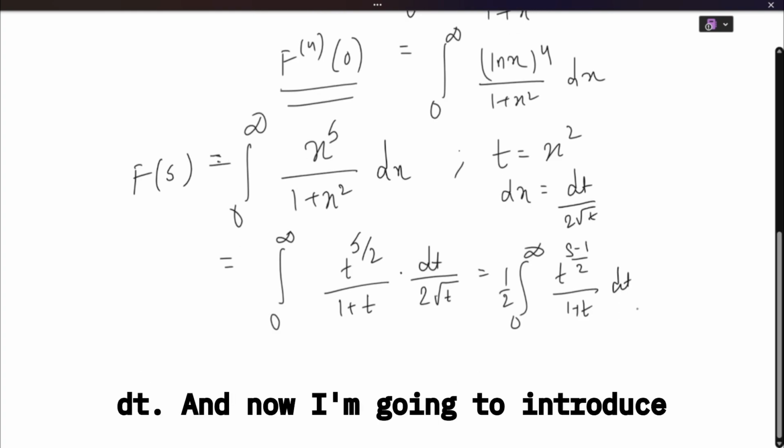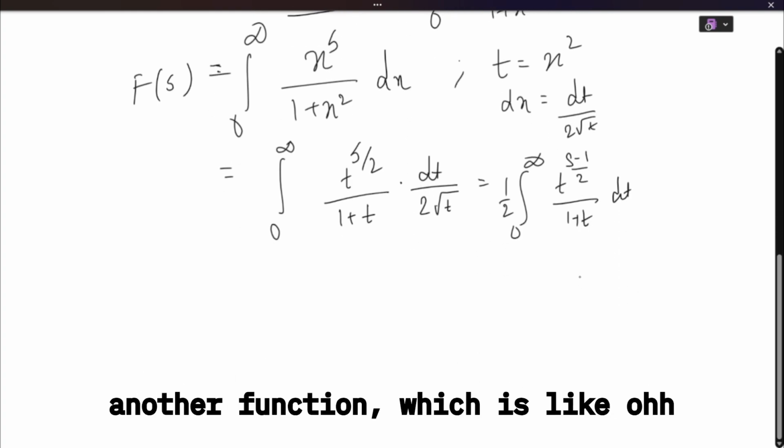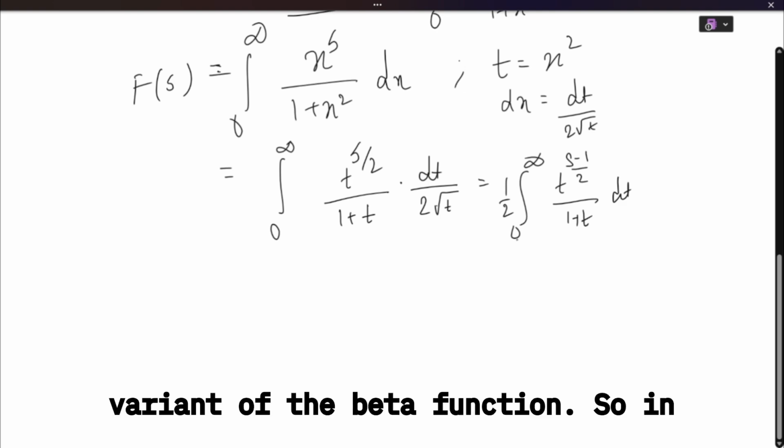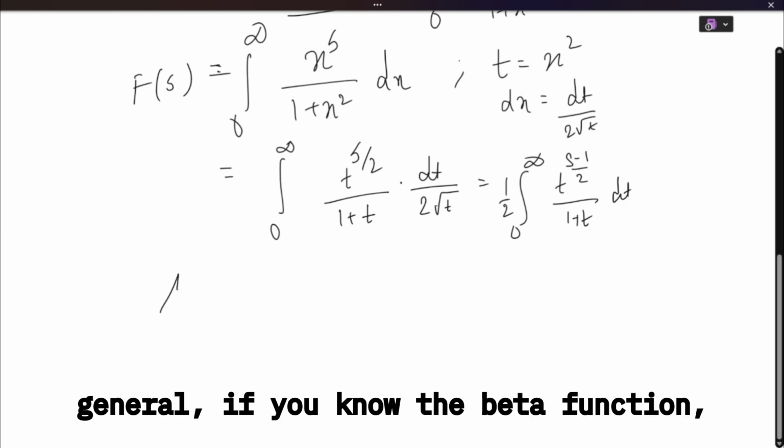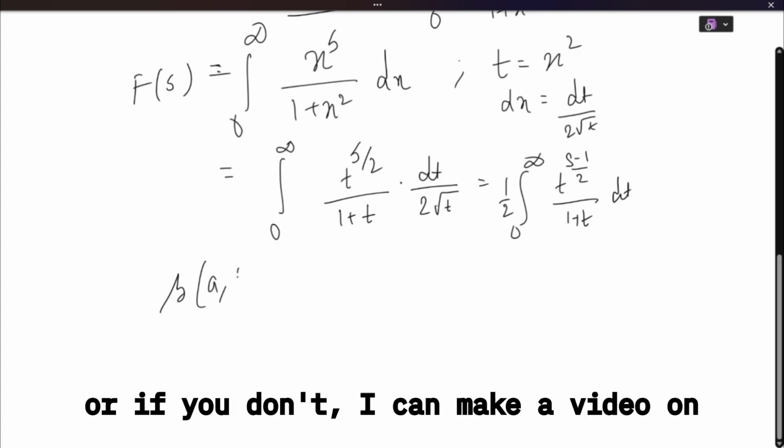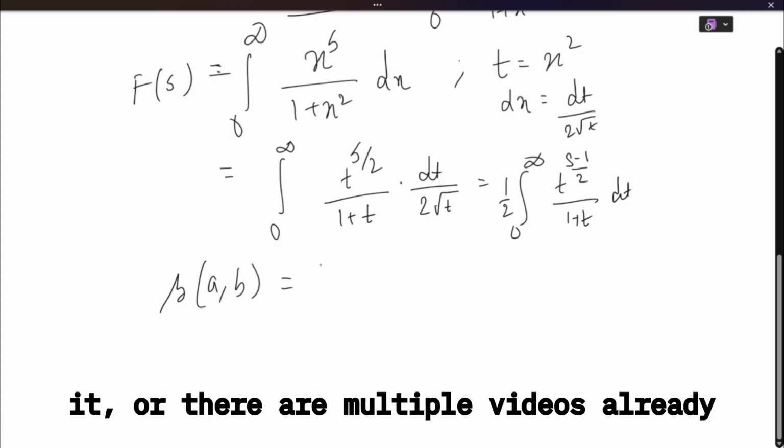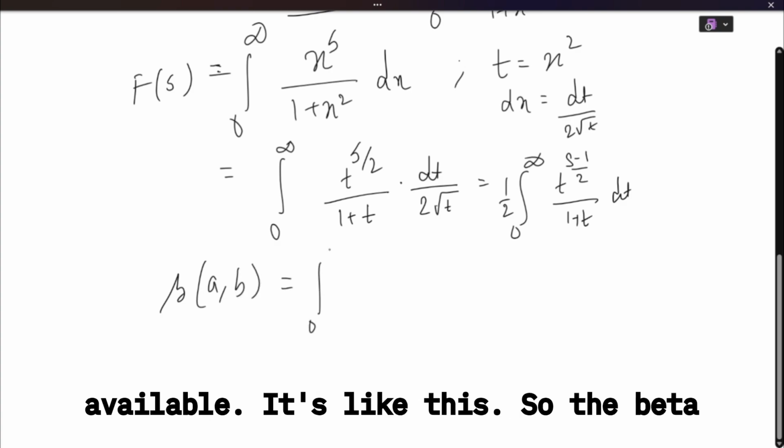And now I'm going to introduce another function, which is a variant of the beta function. In general, if you know the beta function, good, or if you don't, I can make a video on it, or there are multiple videos already available. It's like this.